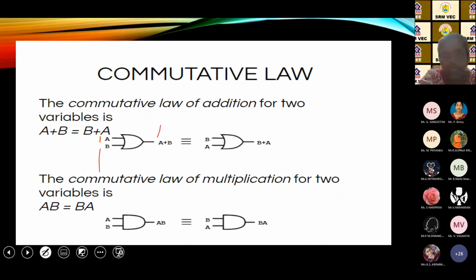What is that? OR gate 1. If I write B as 1, A as 1, that is also 1. Okay, so this is called the commutative law. And the commutative law holds for the multiplication operation too, actually the AND operation. Because we know for the AND operation, only when both the inputs are 1, the output will be 1. If you change the order, that is also possible. So this is called the commutative law. In Boolean algebra, the commutative law is possible.